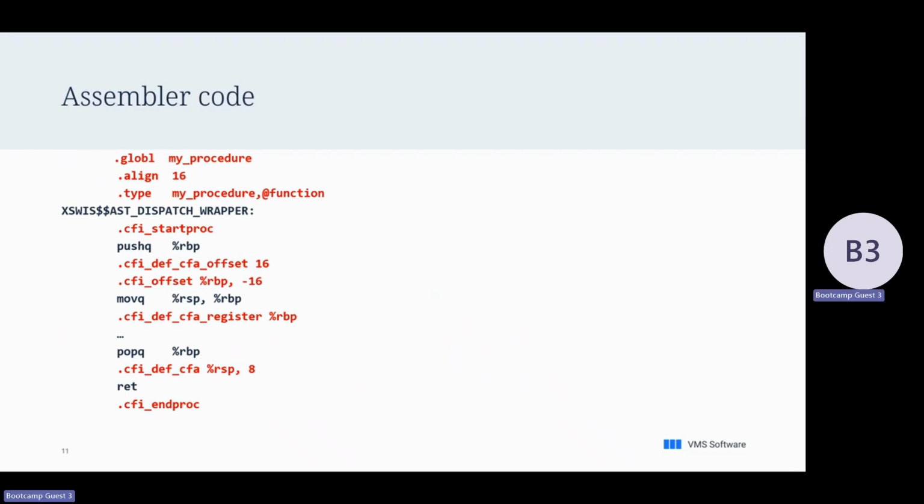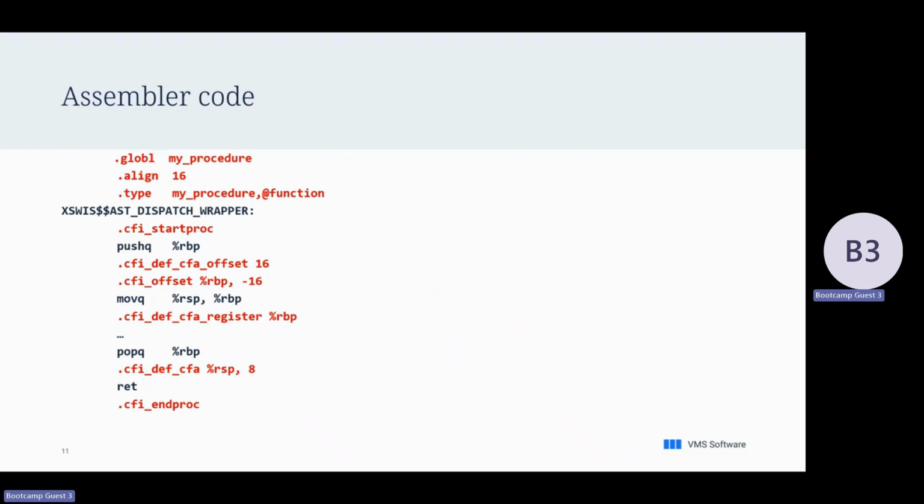So you want to make it a symbol that can be called probably from outside this module. You'll want to make sure that the linker and everyone else understands that this is a function. You'll want to align it at some point so you have a few zeros before it to keep the debugger happy, so that if you are at the first instruction, it doesn't look like the continuation of something else. And then you have these CFI directives to say, this is where my procedure starts.